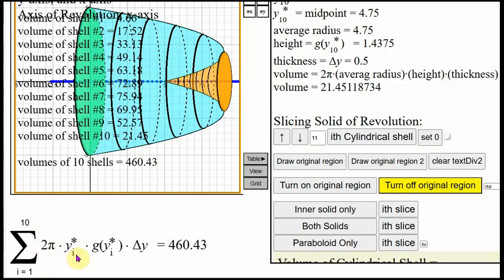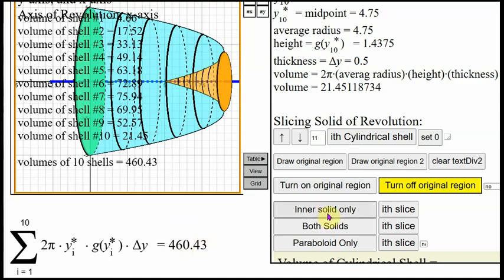This is the average radius. G of y sub I star is the height of the ith shell. And then delta y is the thickness of the ith shell. And altogether, 10 shells is 460.43. And so the volume of the solid that we want without this cone right here is approximately 460.43.